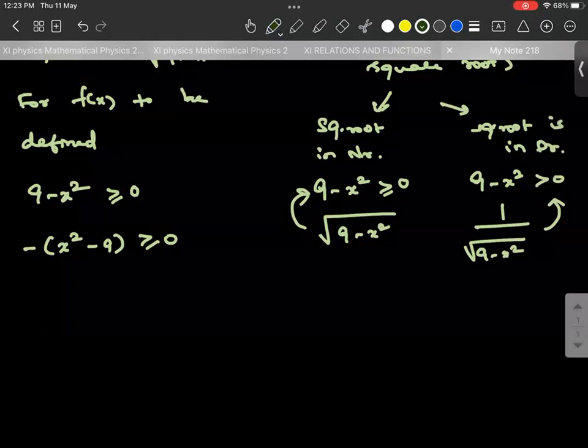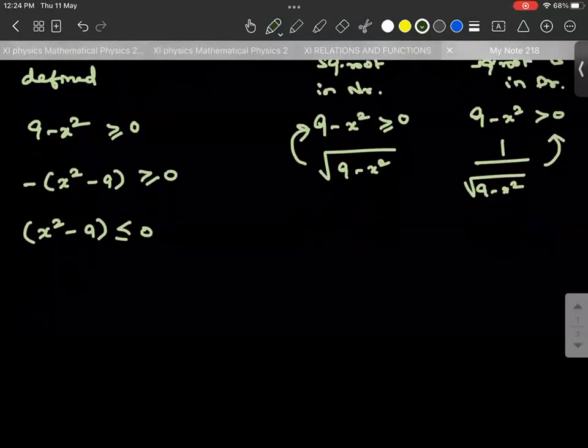So when I take the minus sign out, it becomes x square minus 9, and because I'm taking the minus to the other side, the inequality changes, meaning it becomes less than or equal to 0. Am I clear with this? x square minus 9 is less than or equal to 0. Then you will have x minus 3 into x plus 3 is less than or equal to 0.